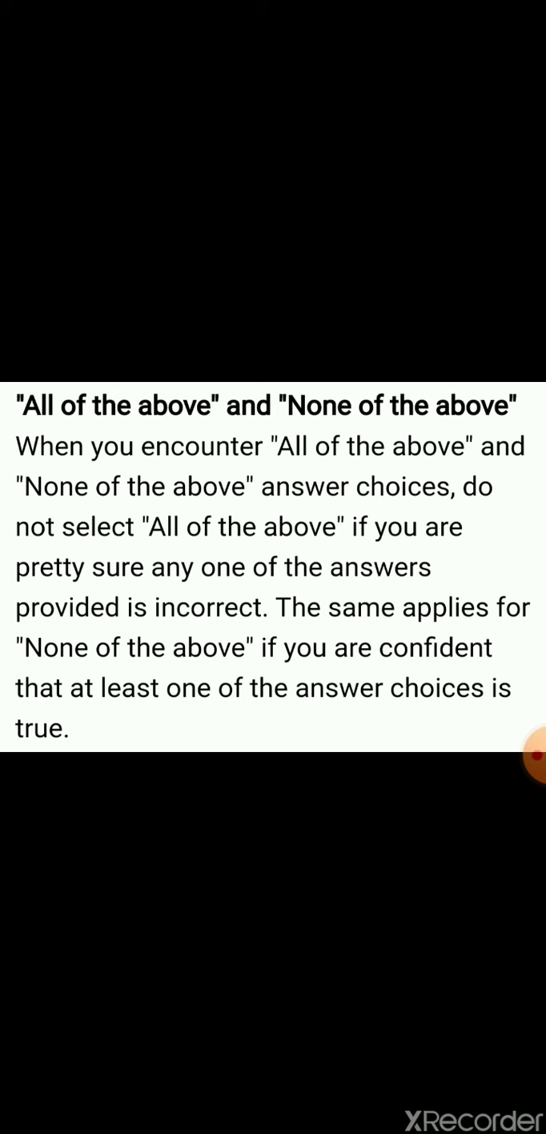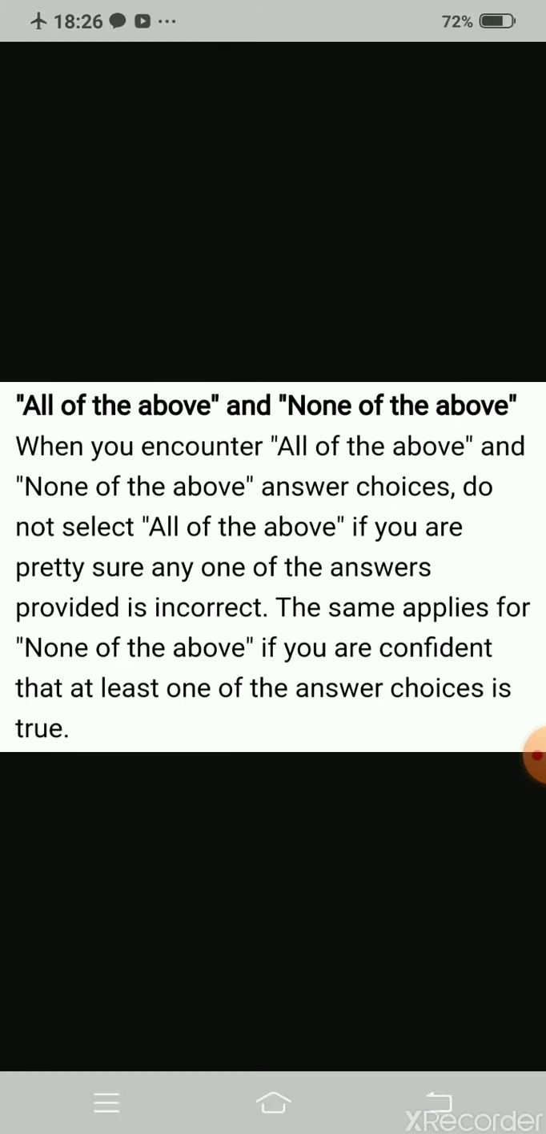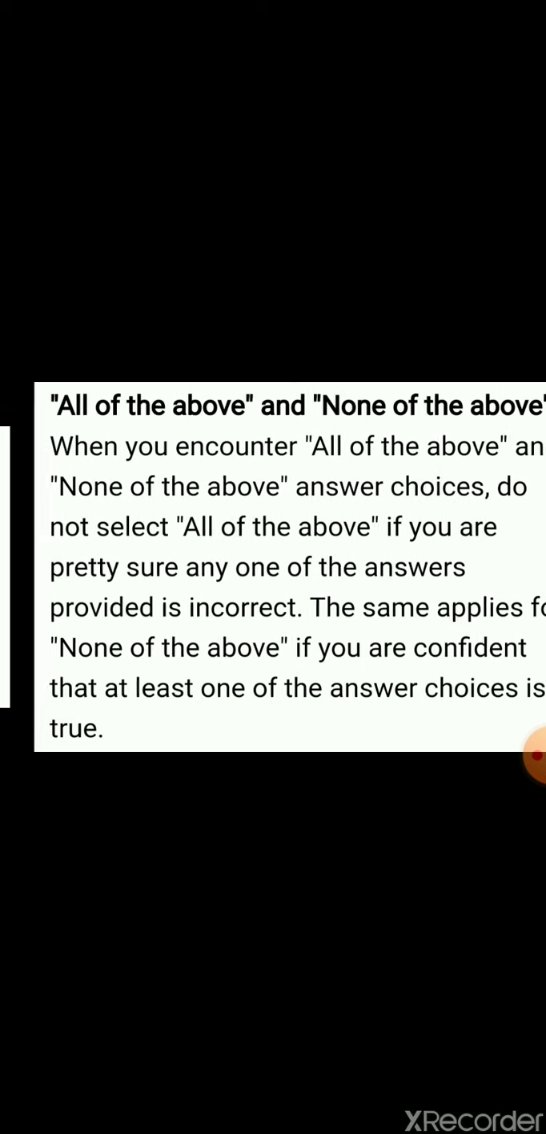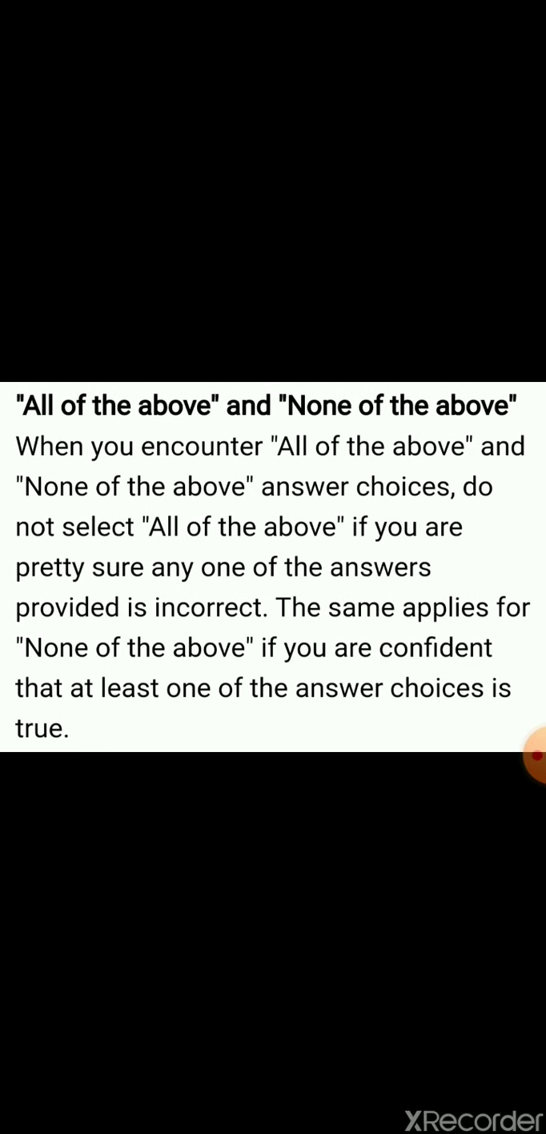The same applies for none of the above: if you are confident that at least one of the answer choices is true, it goes hand in hand, none of the above as well. That means if one of the choices is really true, then you can't use none of the above. Means four questions, four options, one is correct, then you can't give none of the above, and if one is incorrect, then also you can't give all of the above, okay.